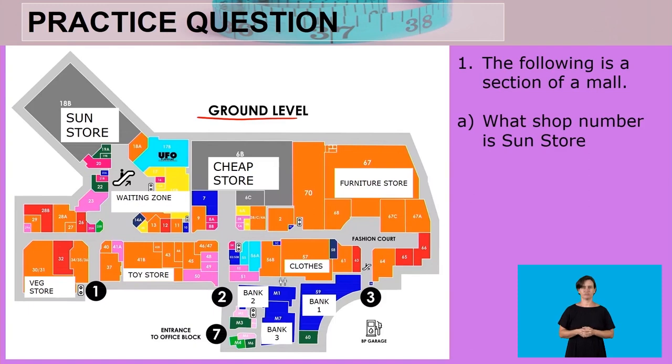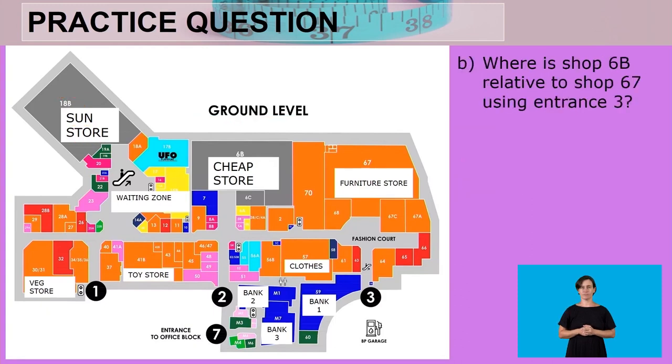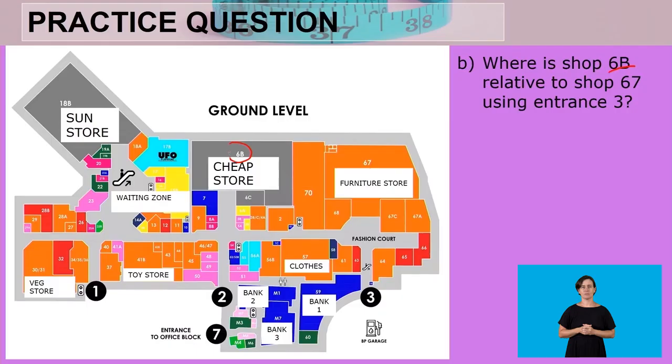Question A says, what shop number is Sun store? Where is Sun store? Here is our Sun store. What shop number is that? It is 18B. Then B says, where is shop 6B? Let's look at 6B. The moment you see something, you underline it because that is your point of reference. That is what you are looking for when you are looking at the map. So here is our 6B.